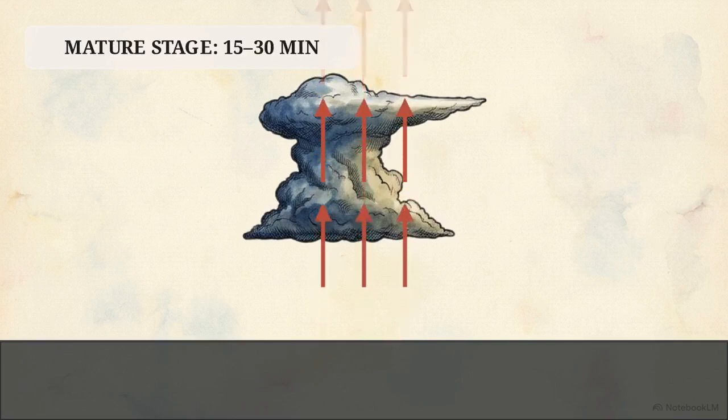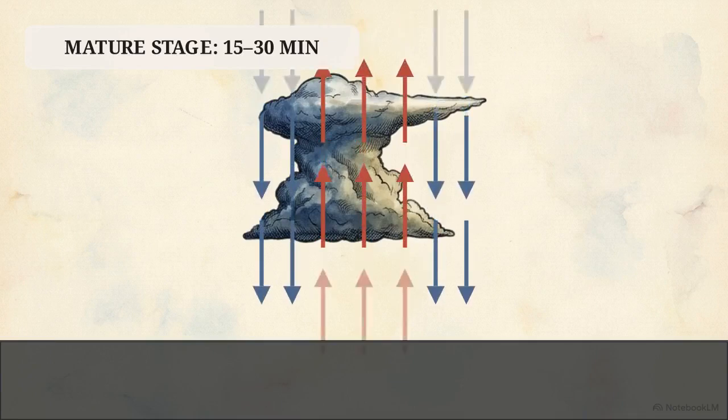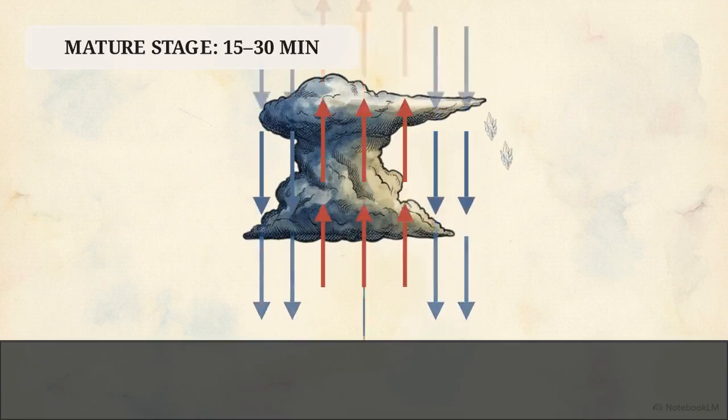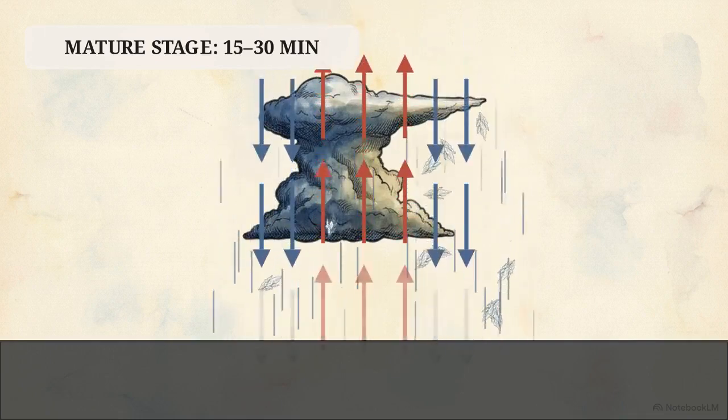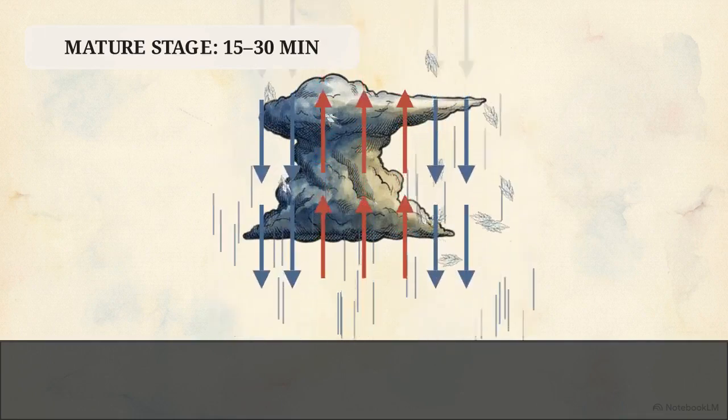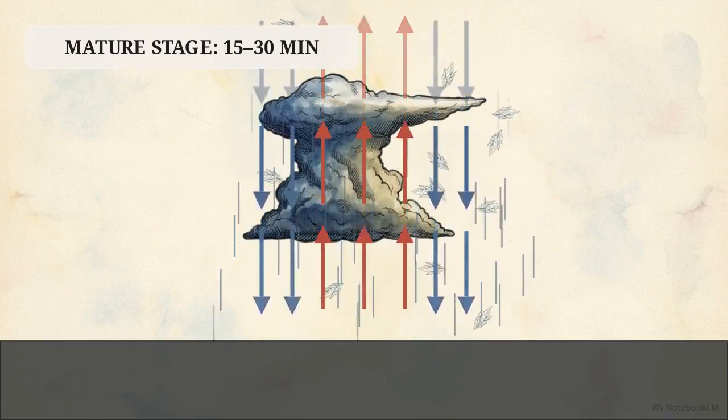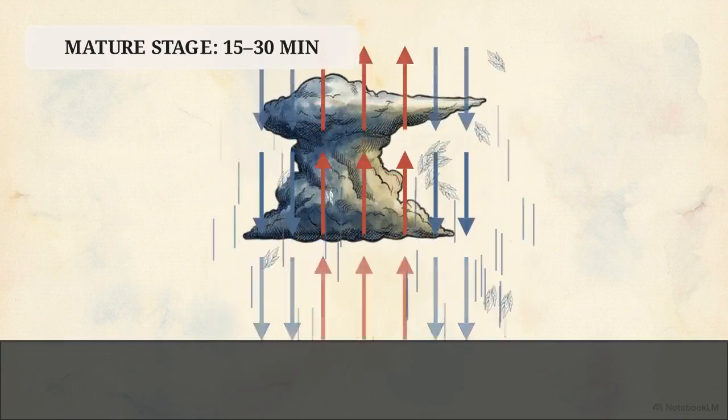As the cloud builds, it enters the mature stage, which lasts 15 to 30 minutes. Notice the downward-pointing blue arrows appearing alongside the red. Precipitation has now become heavy enough to fall against the updraft, dragging cold air with it to the surface, while the top of the cloud spreads out into an icy anvil.